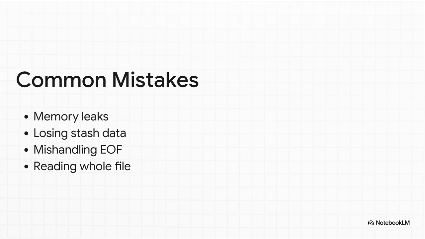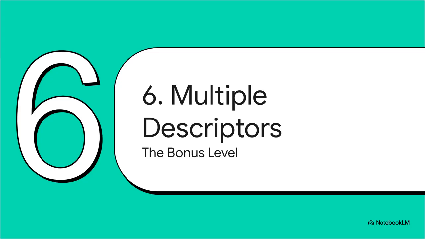If your read function returns an error, or if you hit the end of file and extract that final line, you absolutely must properly free the memory allocated to your stash. If you don't, that memory stays locked up forever in the void. You also have to be incredibly careful not to accidentally overwrite your stash pointer, mishandle the EOF signal, or try to cheat the system by reading the whole file at once instead of incrementally. Precision is everything.